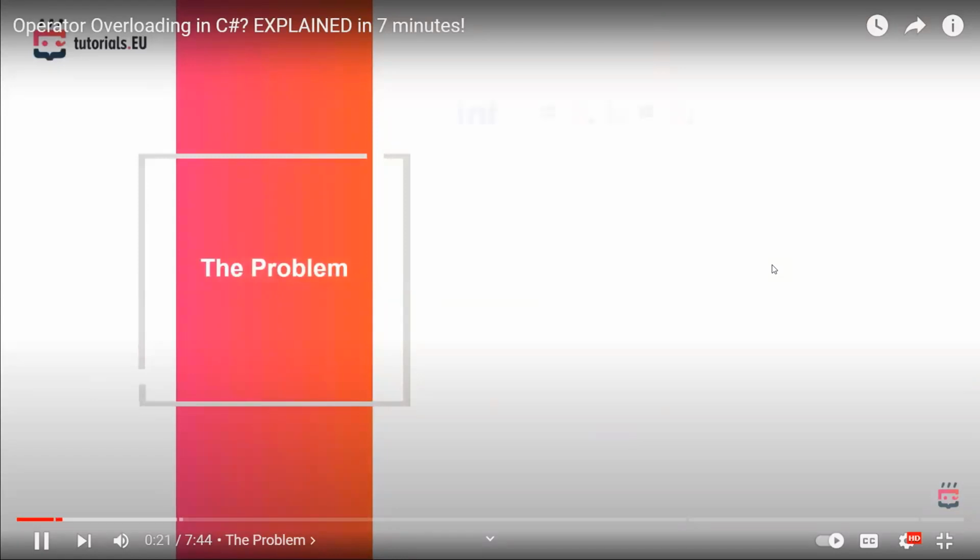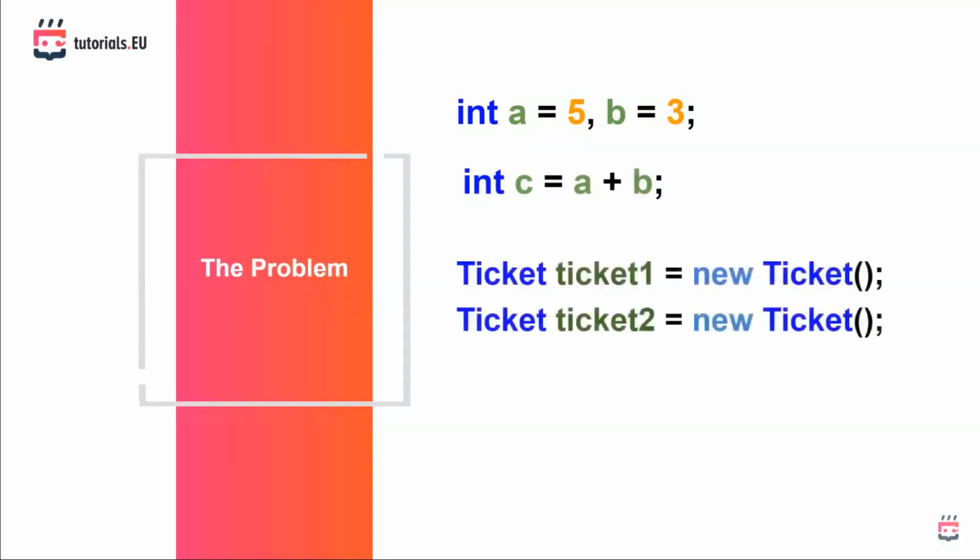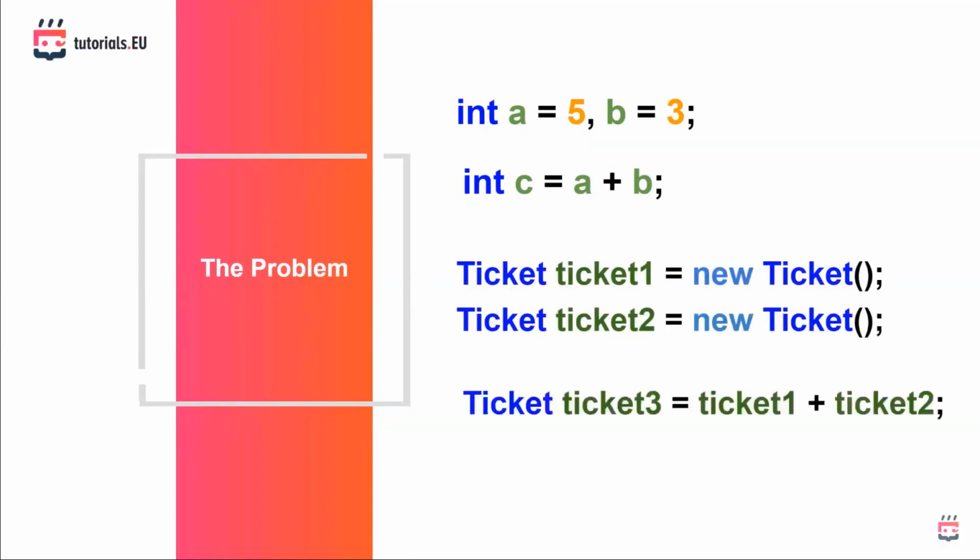Let's say we have two numbers, A equals 5 and B equals 3, defined as ints. If we want to add these two numbers, we can do something like this: int C is A plus B. But what if we have two objects of type ticket, where each ticket has duration and ID properties, and maybe other properties like creation date, etc.